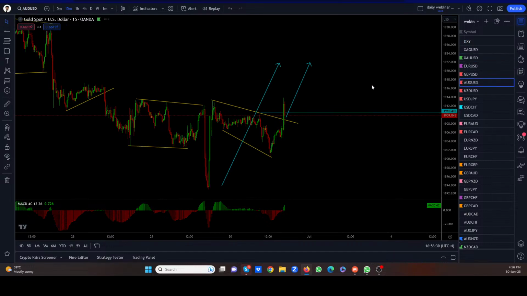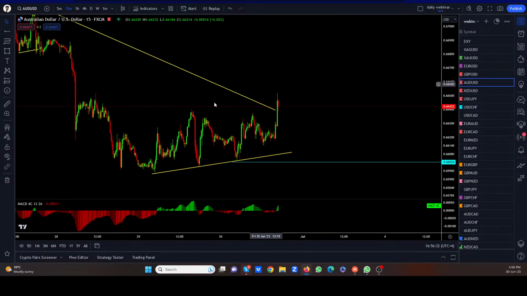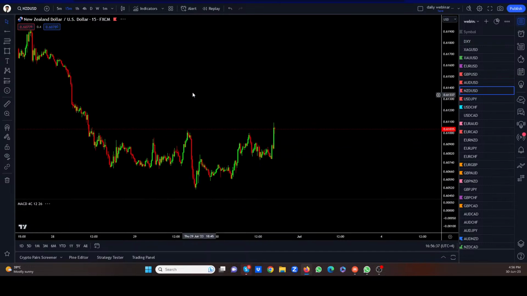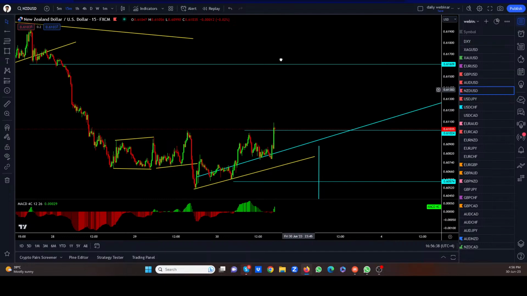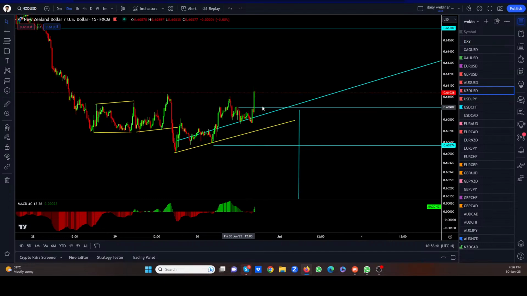Aussie dollar, look for the sell setup. Now that you broke that top, start looking for a sell setup. New Zealand broke the top. It broke that top. Look for a sell setup. Take this off. That's a top. That's not a buy. Start looking for a sell setup.